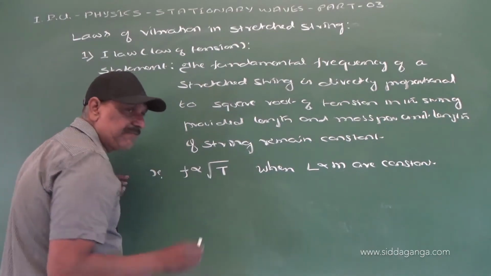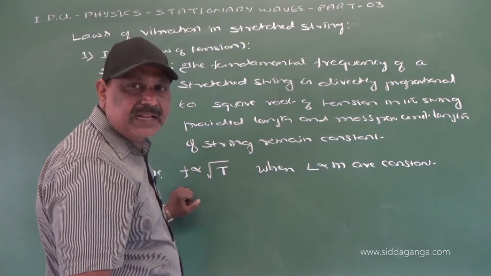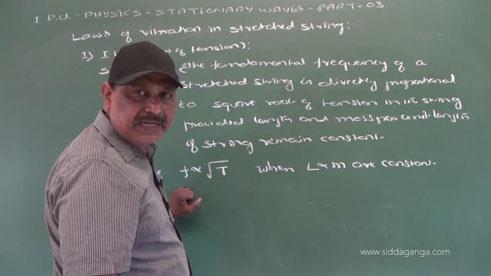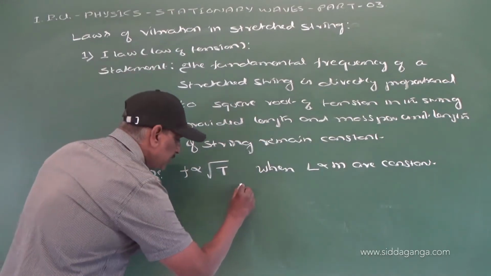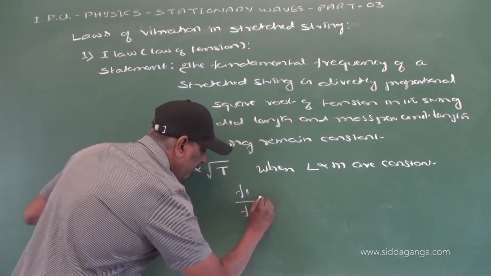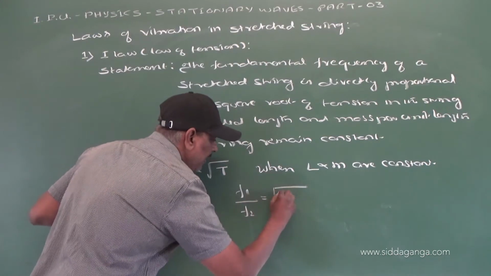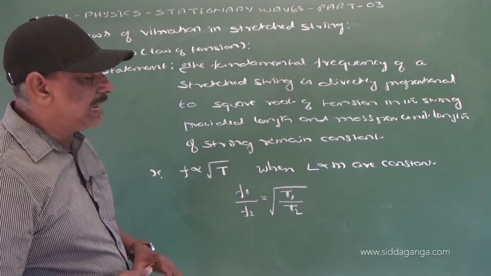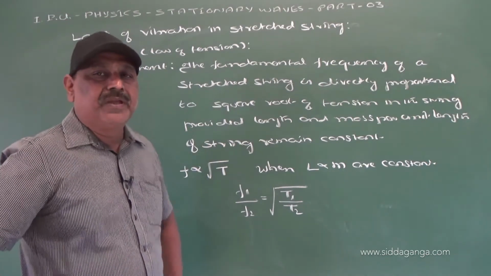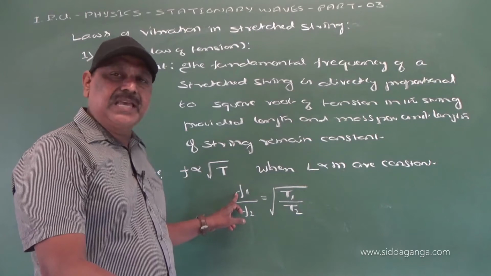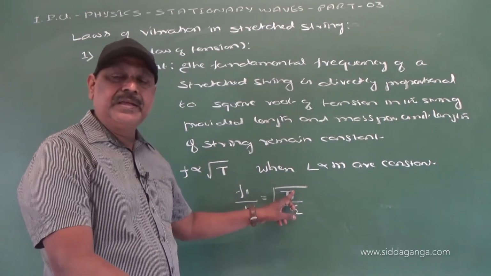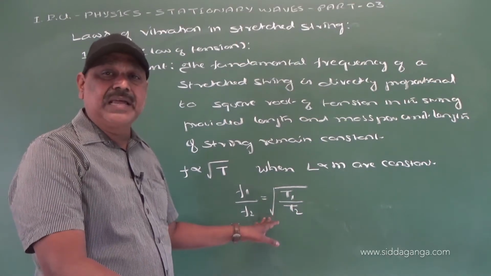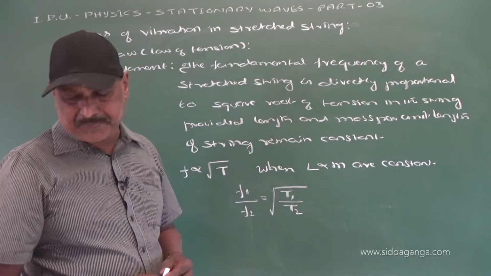Suppose if F1 is the frequency at tension T1 and F2 is the frequency at T2, then it can be shown that F1 by F2 is equal to square root of T1 by T2. That means when L and M are constant, if we know frequency F1 for any known tension T1, we can calculate frequency F2 for any unknown tension T2.